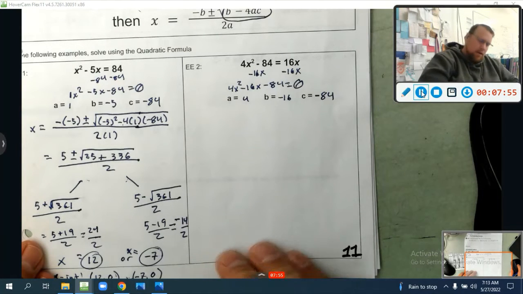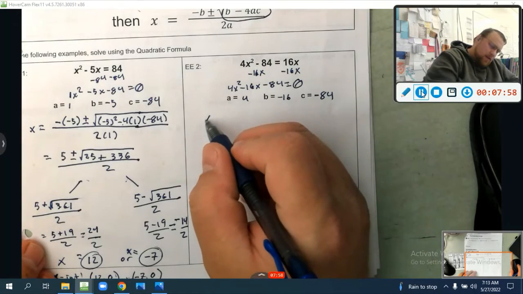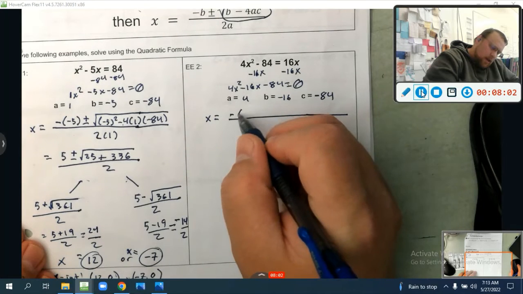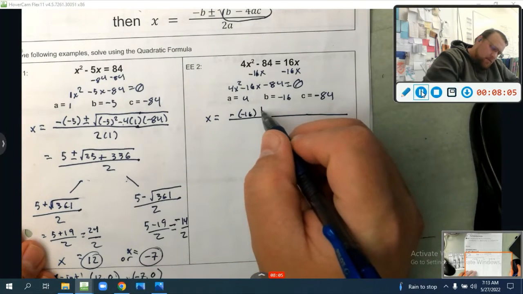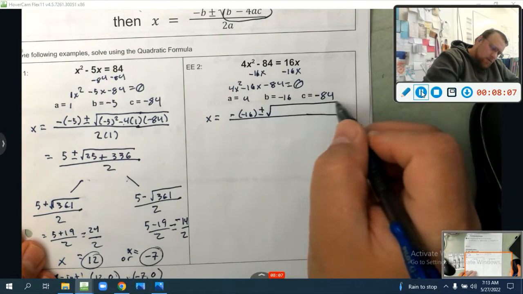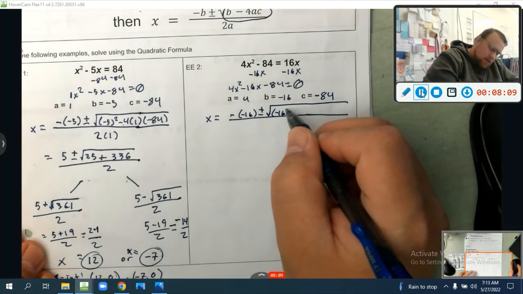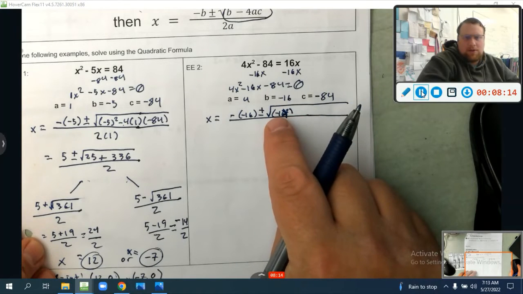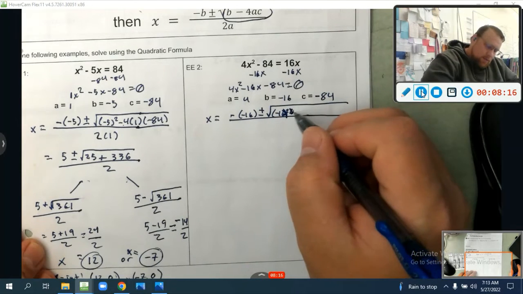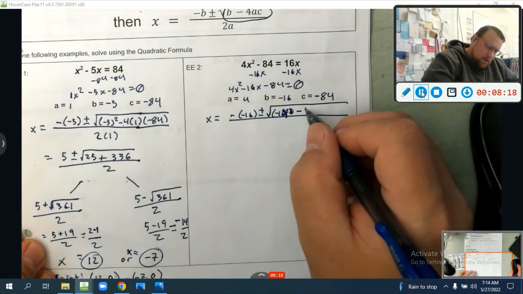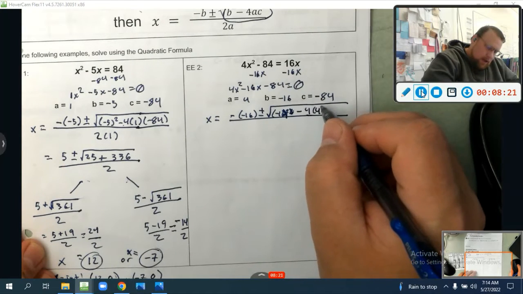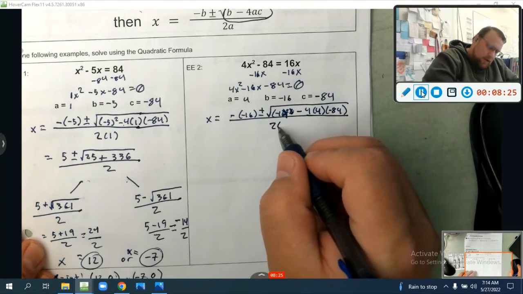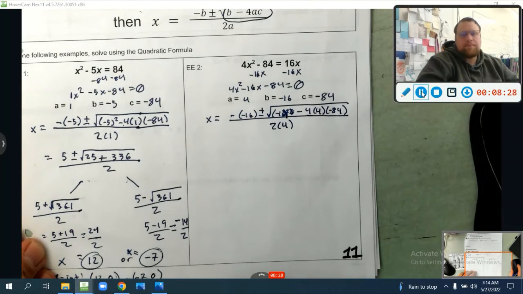Okay, I'm assuming you've done it. So we're going to have x equals, big fraction bar, negative b, which is negative 16, plus or minus the square root of negative 16 squared. I'm sorry, the square goes on the outside. It's important that it goes on the outside because then you square the negative. So please forgive that. Minus 4 times a times c, which is negative 84, all over 2 times a, which is 4. Okay, that's the big setup.